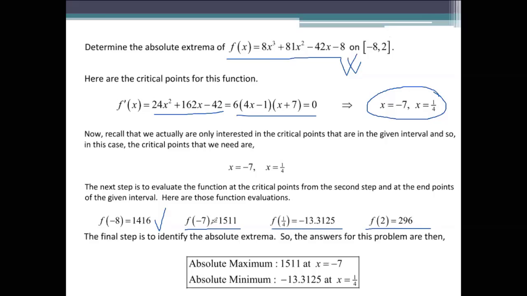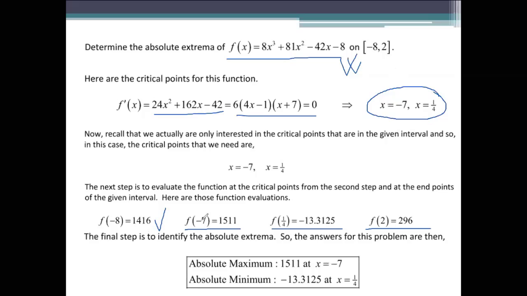So we have four values: two critical points and two endpoints. If one of the critical points doesn't belong to our interval, we don't take it. But in our case, both of them belong to our interval. So now define what the absolute maximum and absolute minimum are.